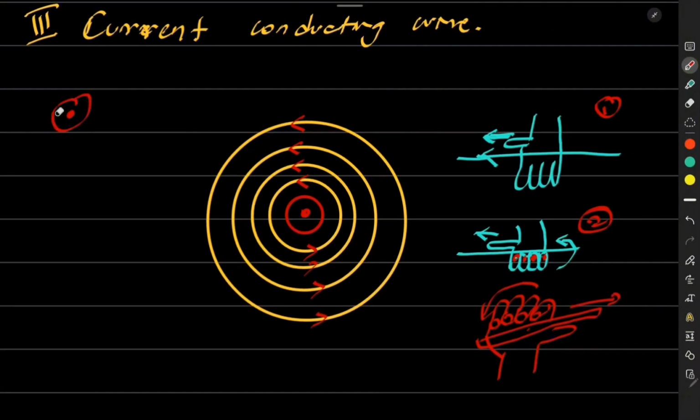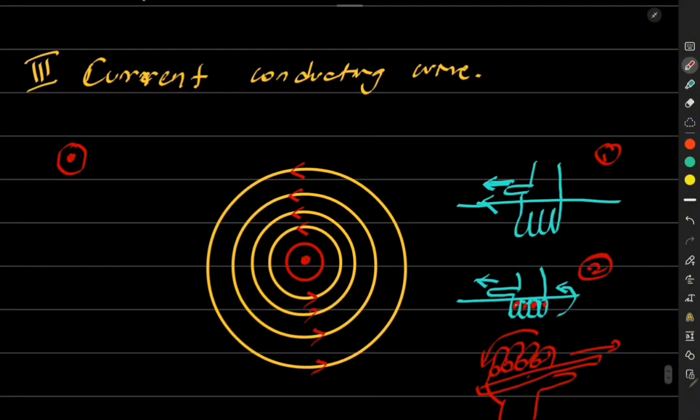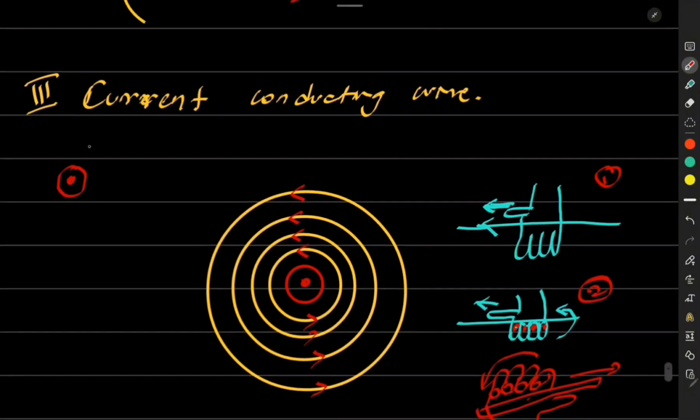The symbol we use to indicate that the current is traveling towards us, or out of the paper or out of the screen, is this symbol. And for in, we use this X symbol, meaning into the paper or into the screen.